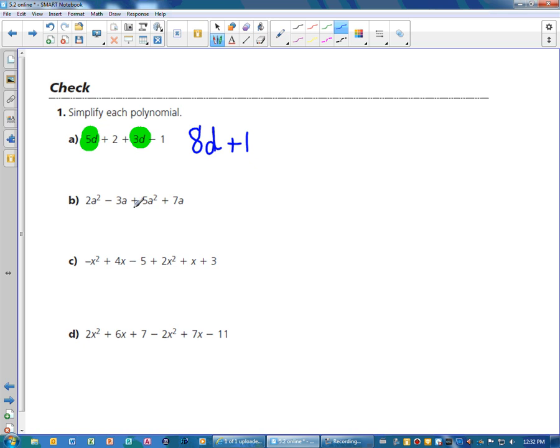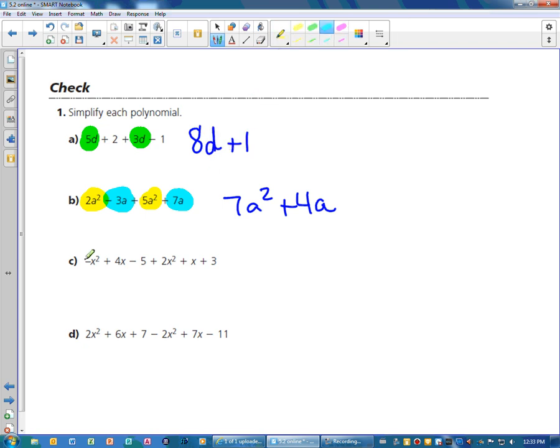All right, B, I've got A squareds and I have A's. So let's start with the highlighter. A squareds with other A squareds. A's with other A's. Those are the ones that I can group together as like terms. So if I have 2A squared and 5A squared, I have 7A squared. I have negative 3, but positive 7A. I end up with 4A.